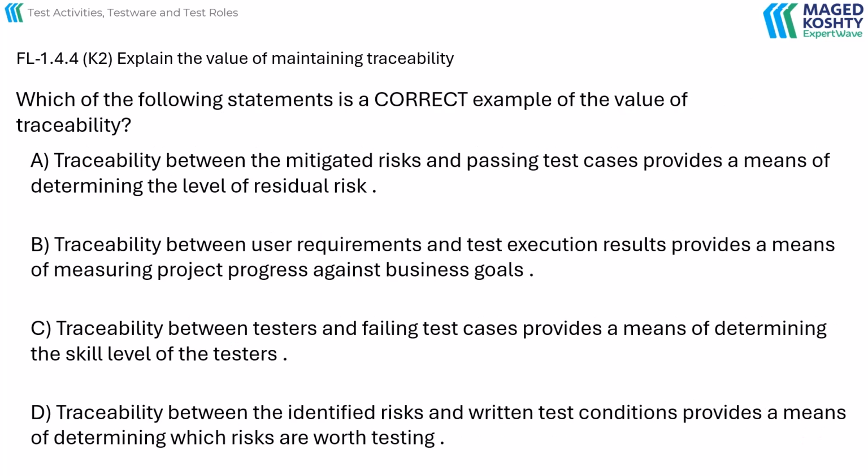The questions usually ask how traceability supports or benefits testing. Which of the following statements is a correct example of the value of traceability? Option A: traceability between the mitigated risks and passing test cases provides a means of determining the level of residual risk. I know there are a lot of terms in this sentence that we haven't talked about yet.